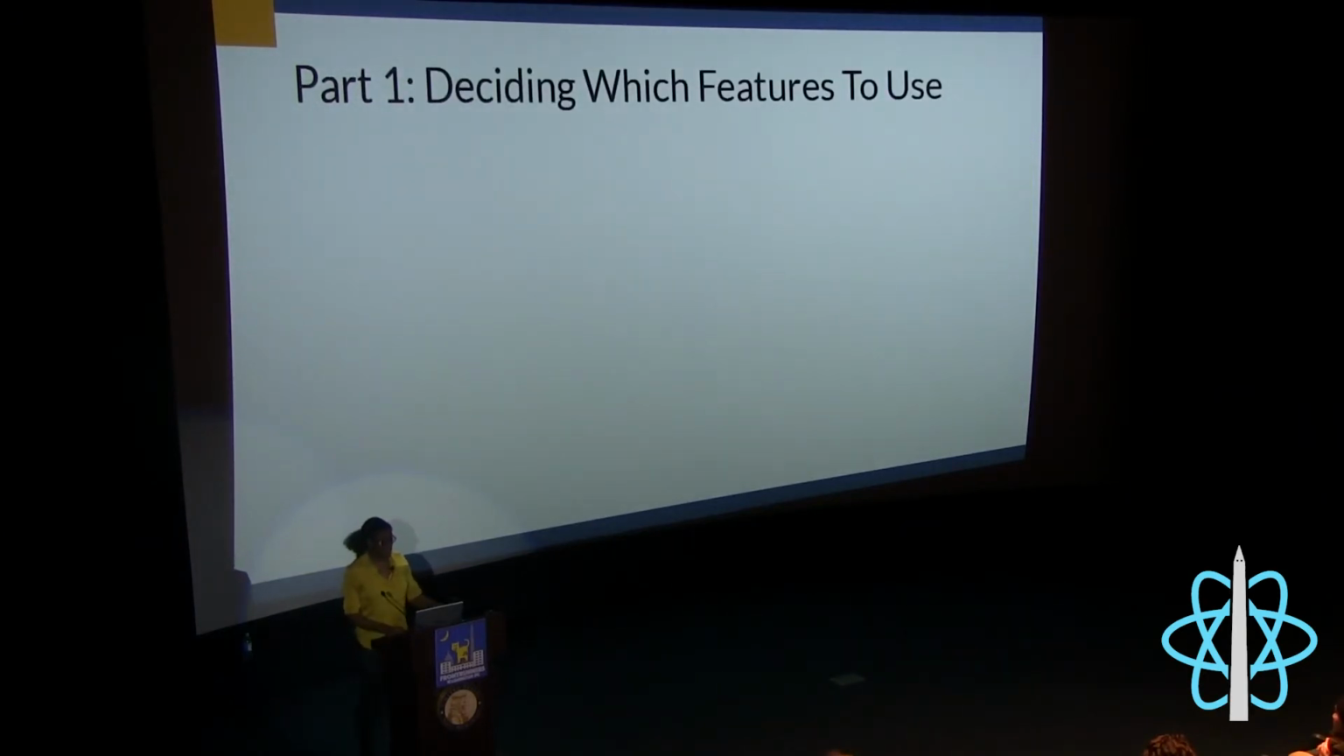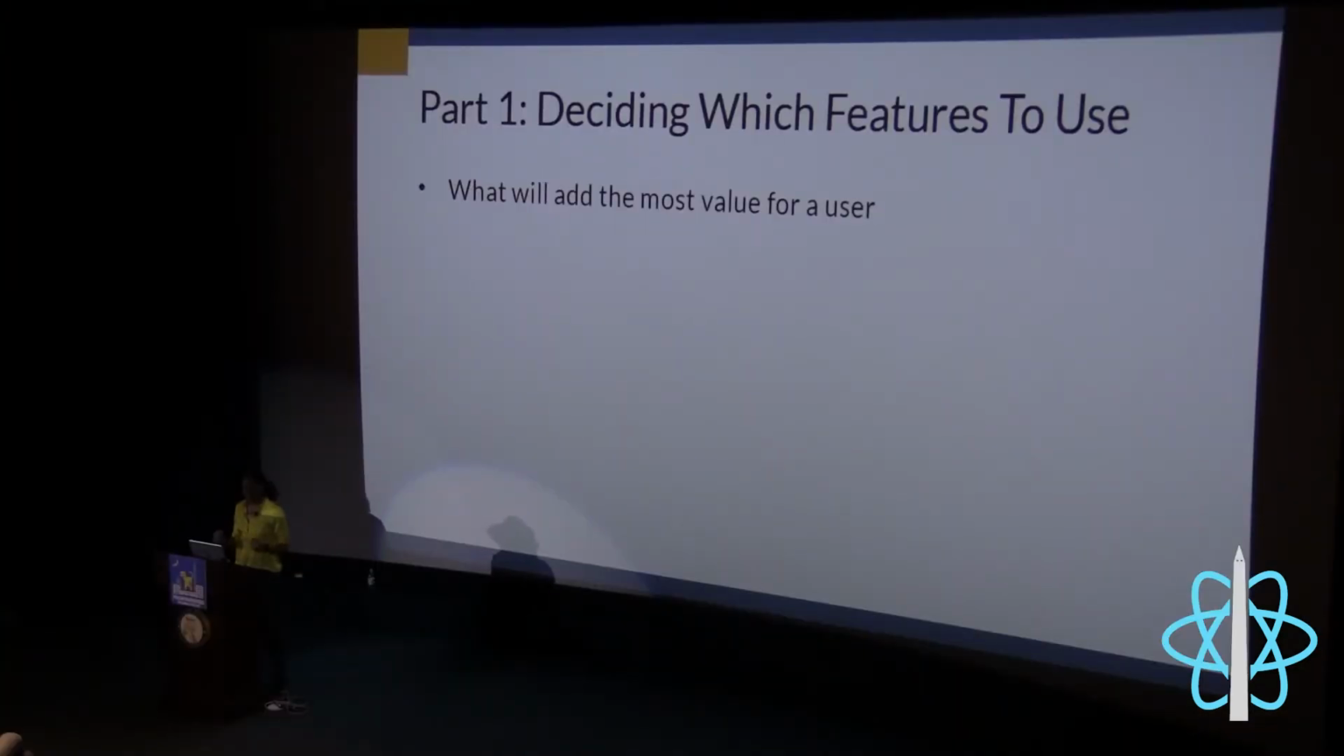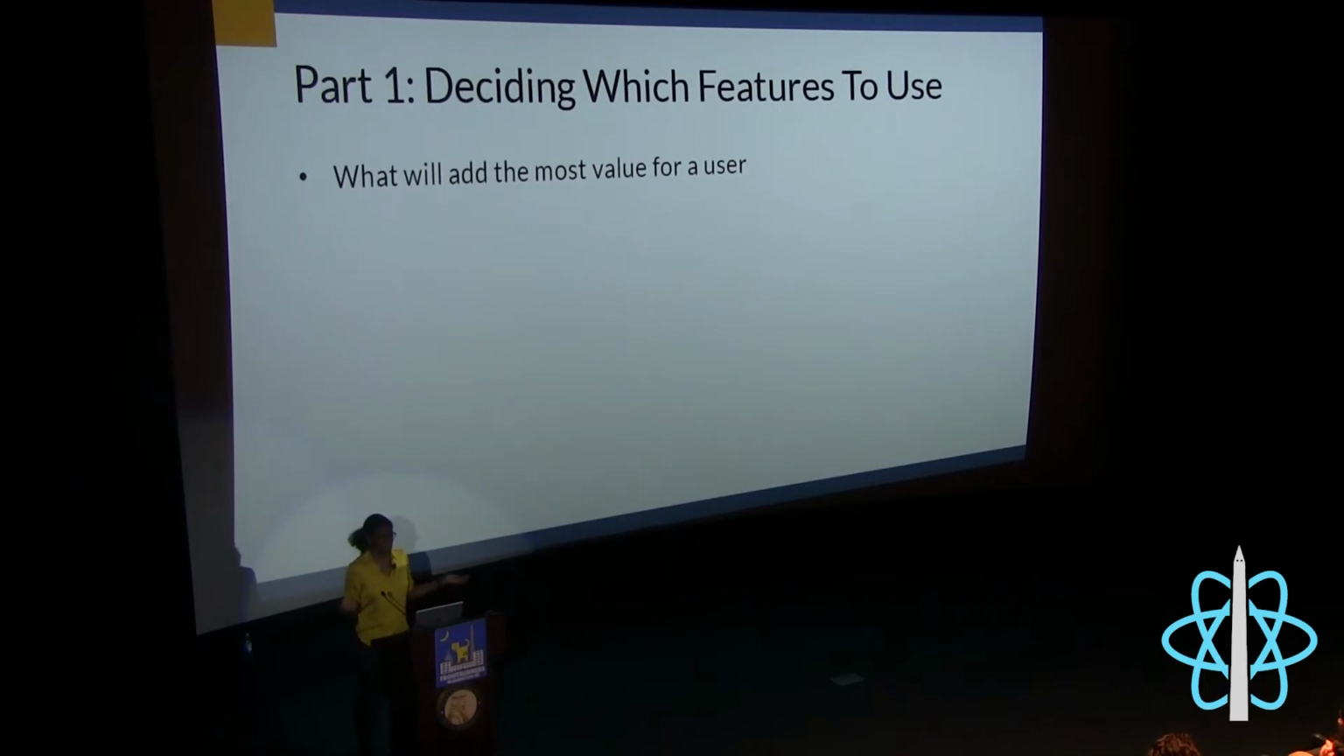So this is where we get into building the model itself. How do you decide what features you're going to use to train your machine learning model? First thing, will this add value for a user? So is there something you're trying to predict in particular? Machine learning is not magic. You have to tell it what you want it to do. And you have to be really specific, or else you'll get an answer. It's just you might not know what question it's answering.